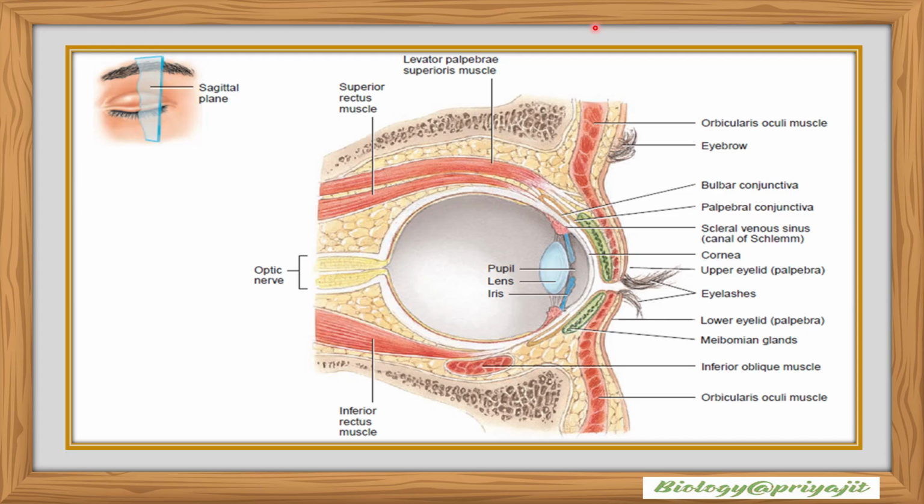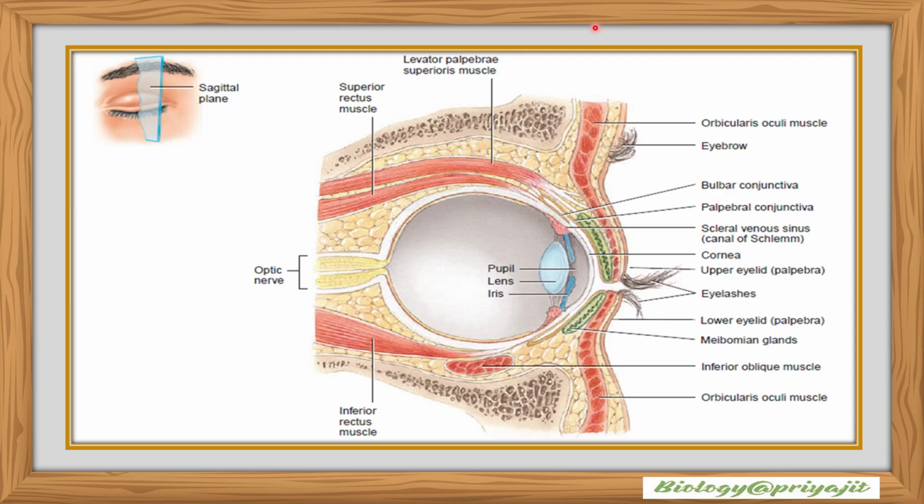Conjunctiva is a thin transparent membrane. It is of 2 types: palpebral conjunctiva, which lines the inside of the eyelid, and bulbar conjunctiva, which covers the white part of the eye, the sclera. There is the meibomian gland. It secretes oil to lubricate the eye and prevent tear evaporation. Muscles control eye movement and eyelid movement.